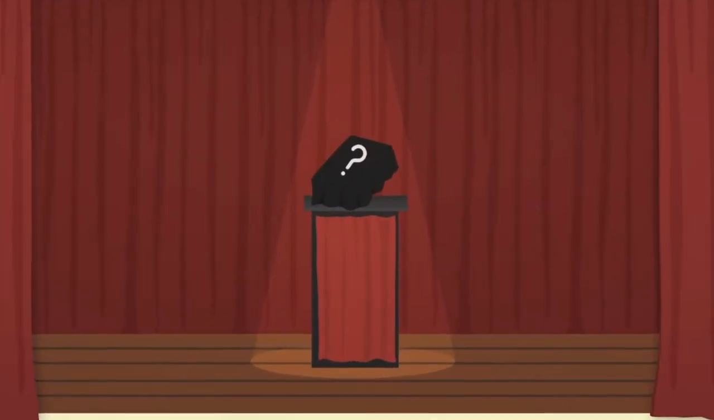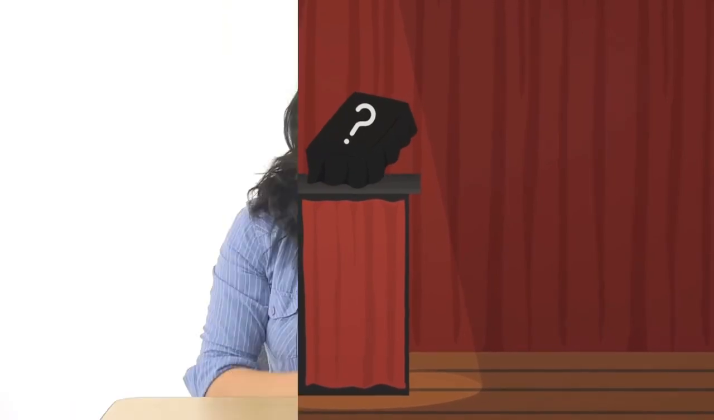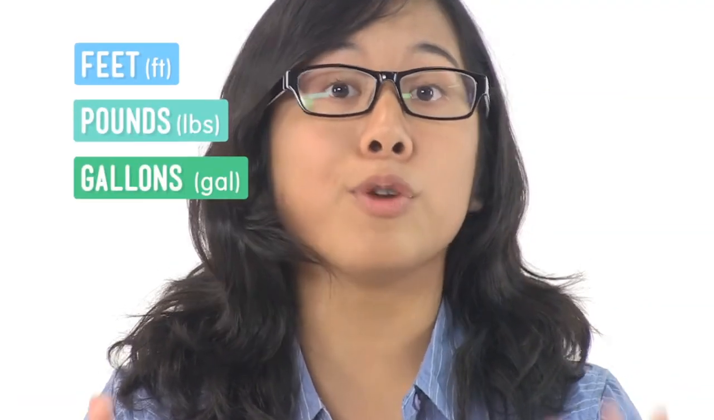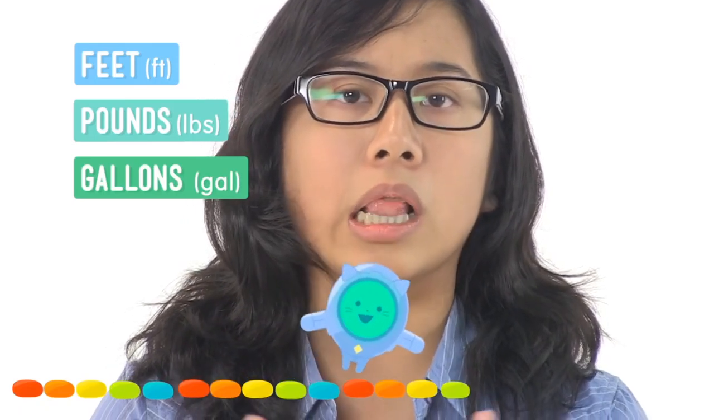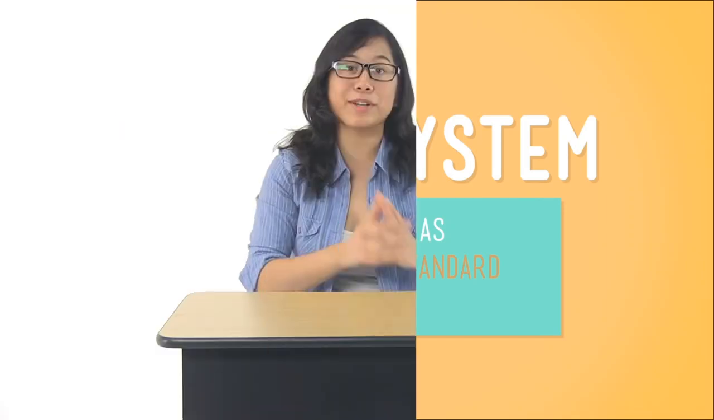And we'll do this by examining the properties of said mystery object, which I happen to have right here, hidden under the cloth. But before we start our investigation, did you know that there are different kinds of units that can be used to measure things? You can measure in feet, or pounds, or gallons. If you wanted, I guess you could also measure in jelly beans, but that would take a long time. So we'll just go ahead and use the International Standard Units, also known as the metric system.